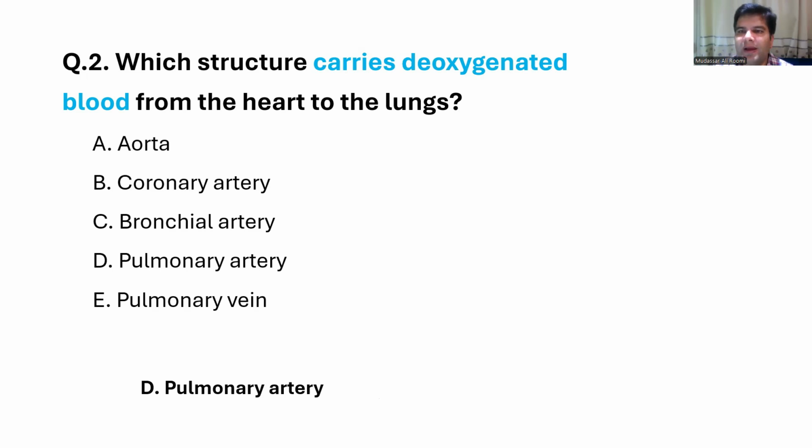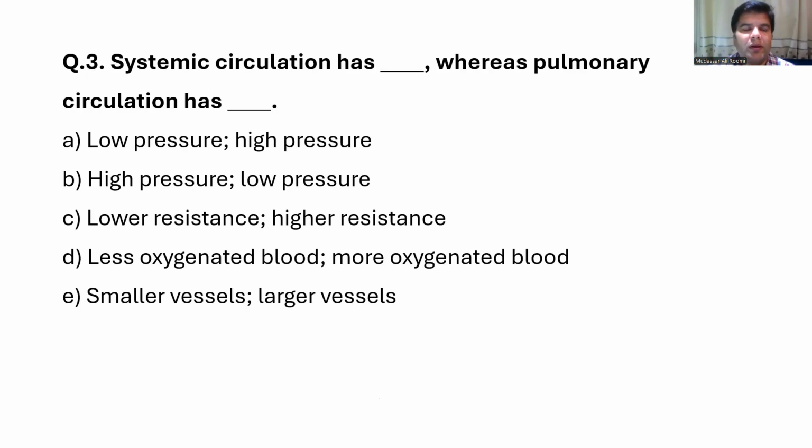It is the pulmonary artery that carries deoxygenated blood to the lungs, and after blood is oxygenated in the lungs, that returns back to the left atrium along the pulmonary veins. So answer is D, pulmonary artery.